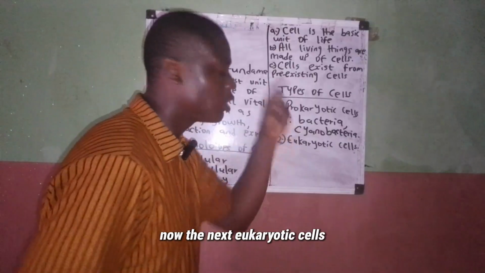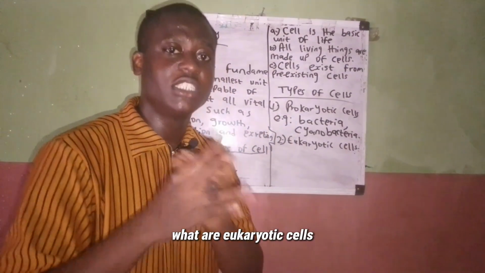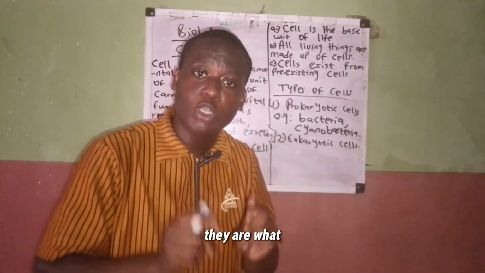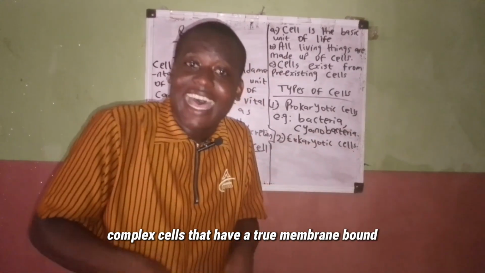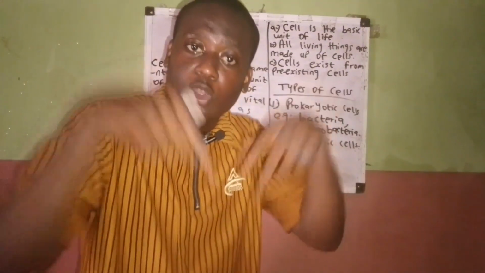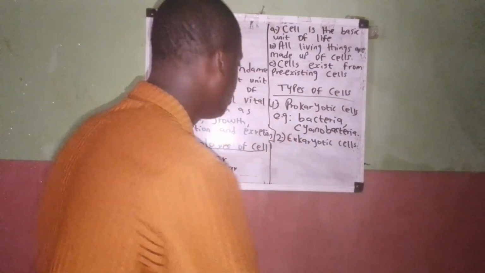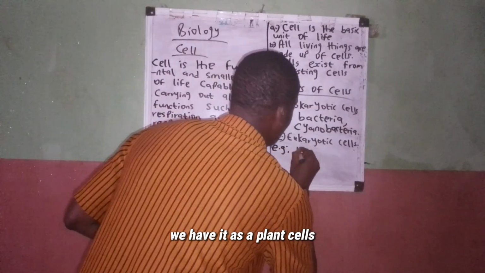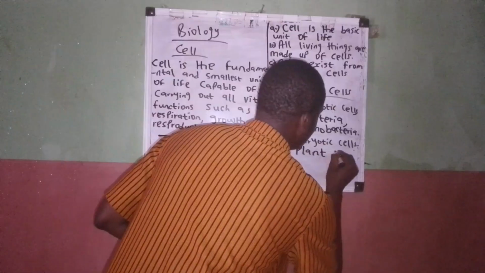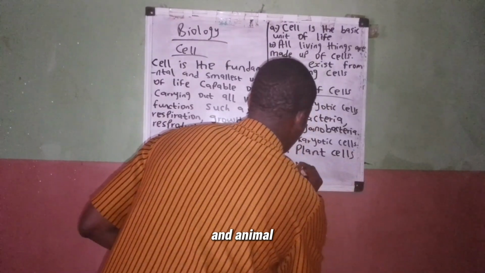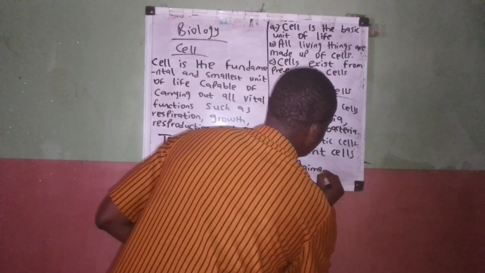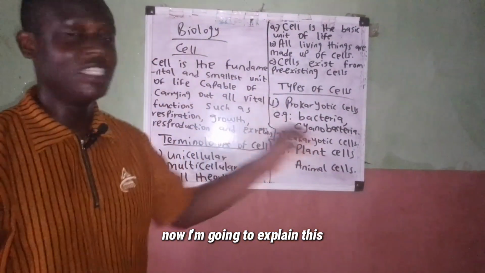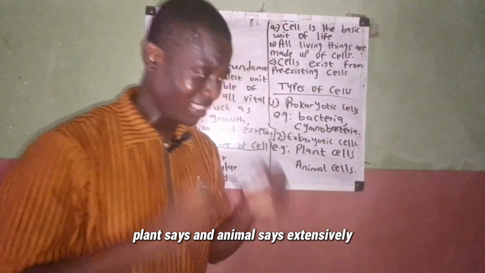Now, the next, eukaryotic cells. What are eukaryotic cells? Eukaryotic cells are complex cells that have a true membrane-bound nucleus. Examples of eukaryotic cells are plant cells and animal cells. Now I'm going to explain these plant cells and animal cells extensively.